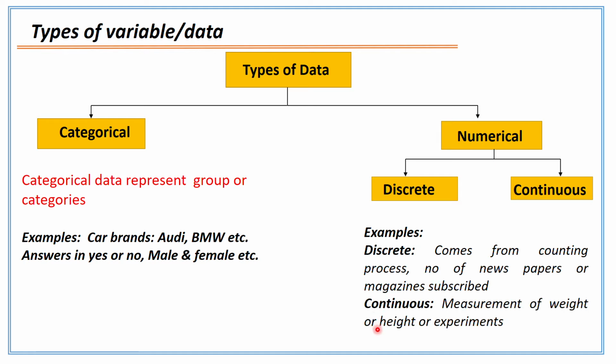And as far as continuous is concerned, continuous means the data can take any value between two intervals, like measurement of weight or height or experiments. Suppose someone says that my weight is between 0 to 100, so it can be 50.11, 50.126, 50.224 or anything between 0 to 100. So continuous means there are no fixed numbers in it, and the variable can take any number within a given range. That kind of data is known as continuous data.